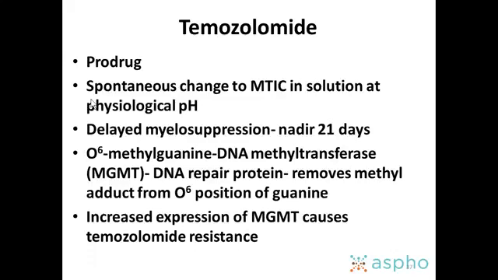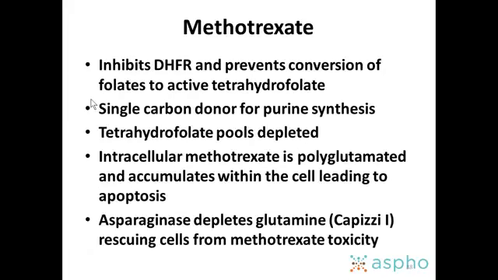O6-alkylguanine alkyltransferase, that's the generic name, but in this particular case, it's MGMT. It removes the methyl adduct from the O6 position of guanine, allowing DNA to repair itself and thereby render cancer cells resistant to temozolomide. They've actually done studies in adults with glioblastoma multiforme, where patients with tumors which have high expression of MGMT do less well when treated with temozolomide compared to those who don't have high levels of MGMT.